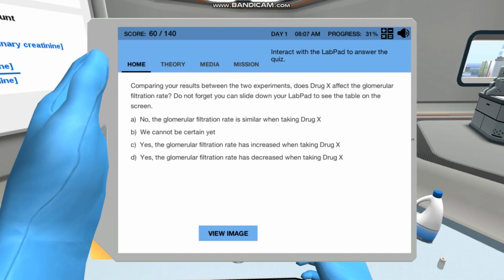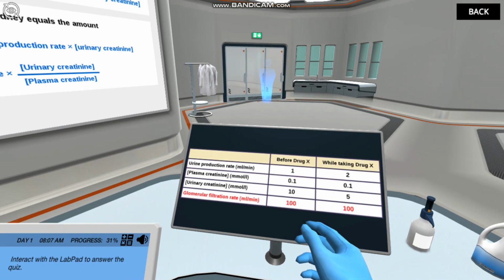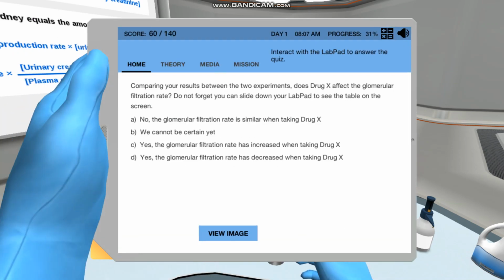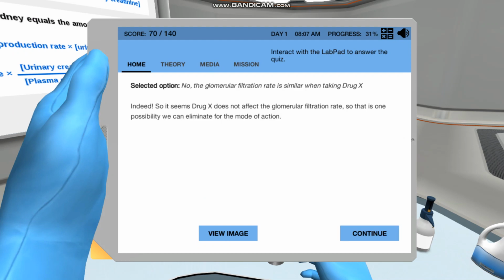Comparing your results between the two experiments, does drug X affect the glomerular filtration rate? Do not forget you can slide down your lab pad to see the table on the screen. Indeed, so it seems drug X does not affect the glomerular filtration rate, so that is one possibility we can eliminate for the mode of action.